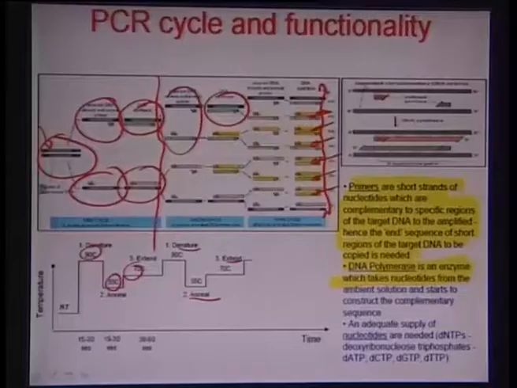Also DNA polymerase is an enzyme which takes nucleotides from the ambient solution and starts to construct the complementary sequences, and also you do need an adequate supply of these nucleotides or so called dNTPs, deoxyribonucleotide triphosphates. Okay, it can be a dATP, that means with an adenine group, a dCTP with a cytosine group, similarly with the guanine group and with a thymine group.